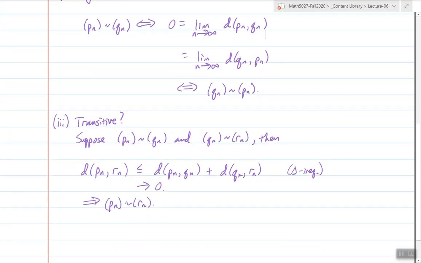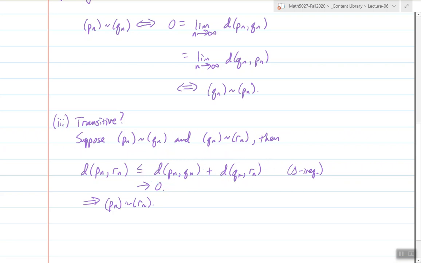And then the transitive property. I exploit the triangle inequality from a metric to prove this. If Pn is equivalent to Qn and Qn is equivalent to Rn, my goal is to show that Pn is equivalent to Rn. So I need to show that the distance from Pn to Rn converges to 0. I just use the triangle inequality to show that, and I'm using the fact that this goes to 0 and this goes to 0.